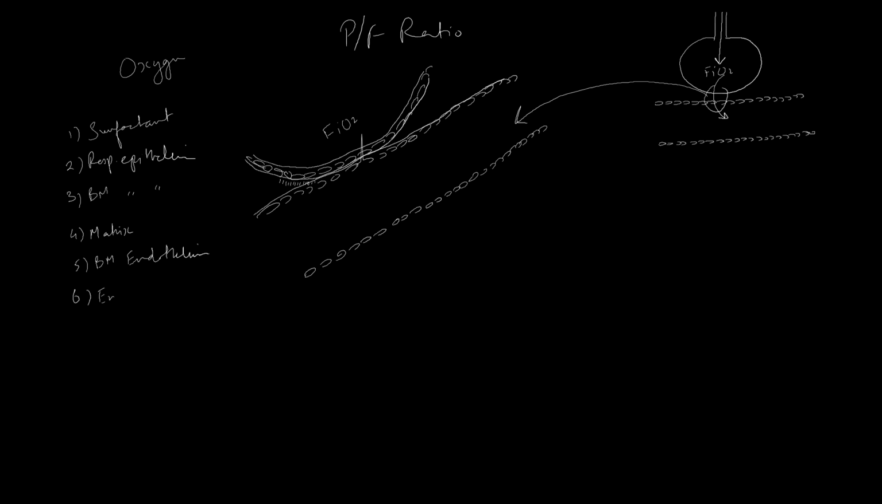Then is the endothelium itself, and then comes the RBC, where the oxygen has to go inside and combine with hemoglobin to form oxyhemoglobin. So it has to pass through the lipid bilayer of the RBC. So all this is happening just to get the oxygen from the alveolus to the capillary.